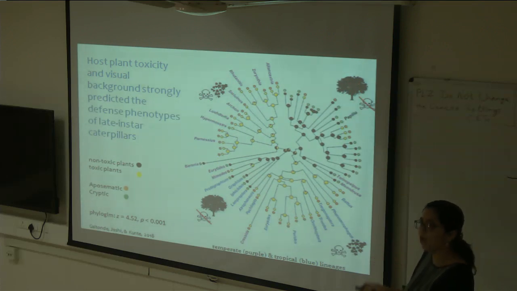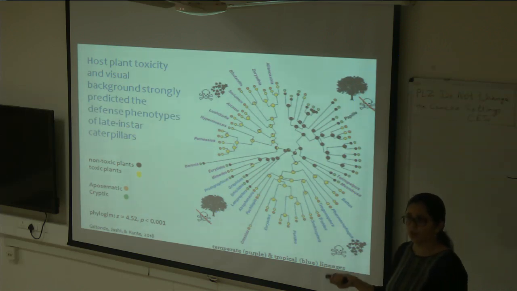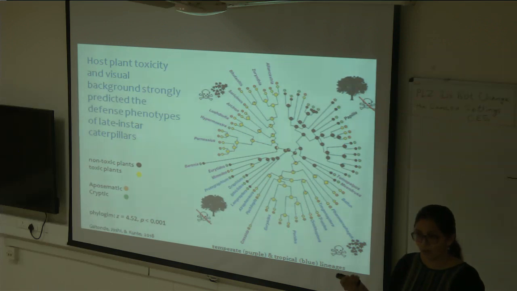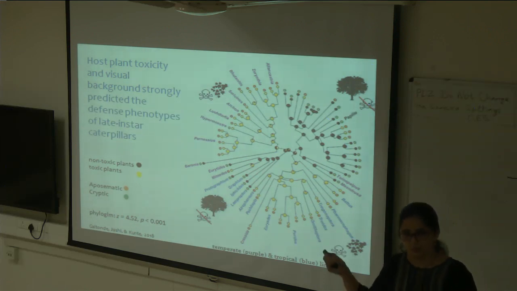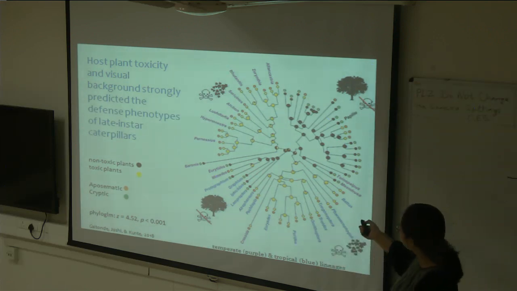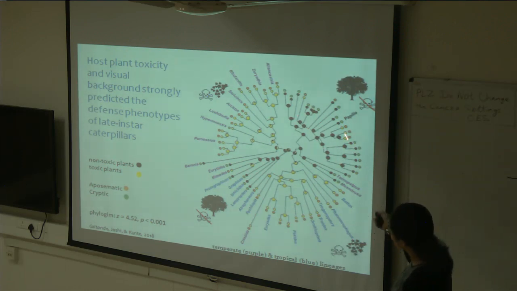So clearly, the visual background for a predator has a role here. Now we don't know this, but all toxic plants, and their habitat itself, are sparsely vegetated. So that's why this caterpillar can sustain, and all dense vegetation is non-toxic. That is a very different question. But here what you see is that species which feed on dense vegetation are always cryptic, except a few species here.